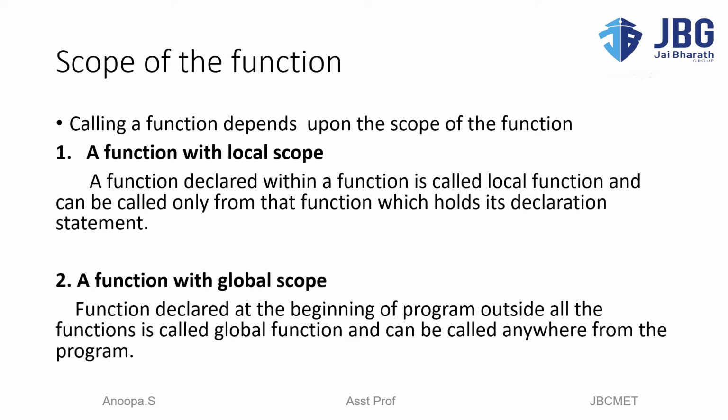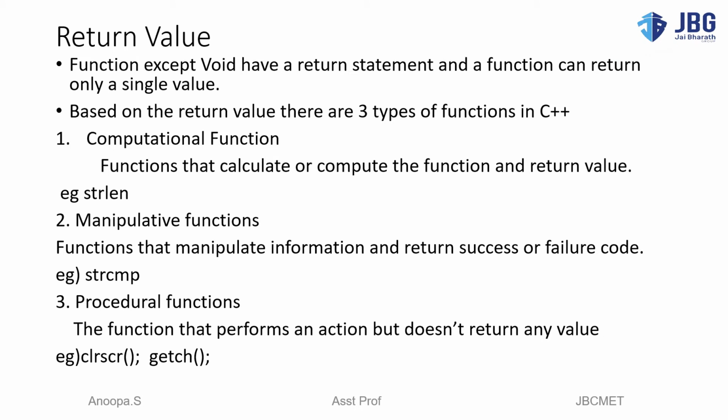If a function is declared outside the function, it is called a global function. If it is declared within a function, it is called a local function. And related to scope, a global function can be called anywhere from a program since it is declared outside. But a local function has a local scope and it can be called only by a function which has its declaration. Hope it is clear.